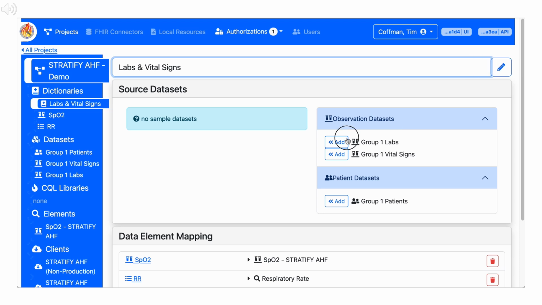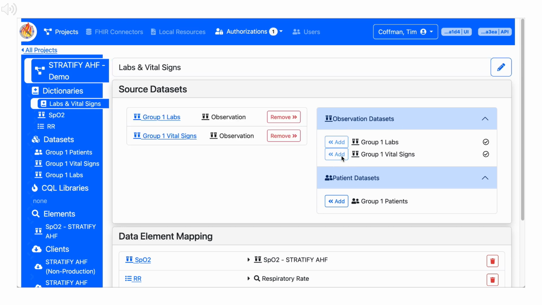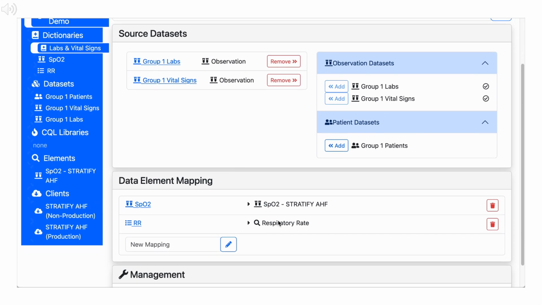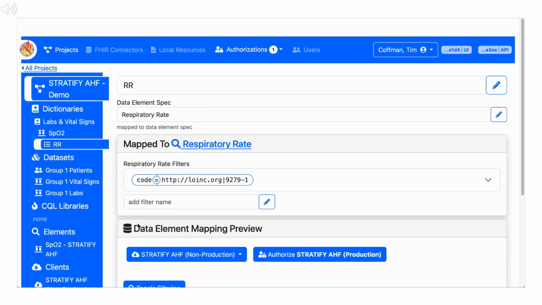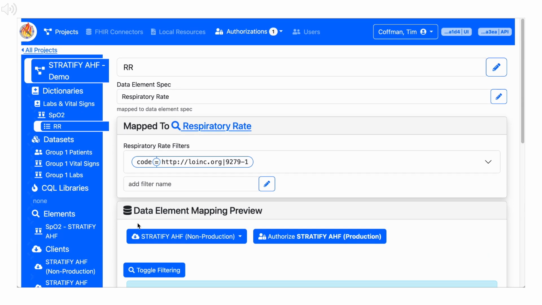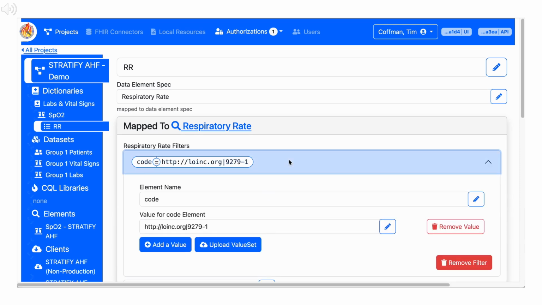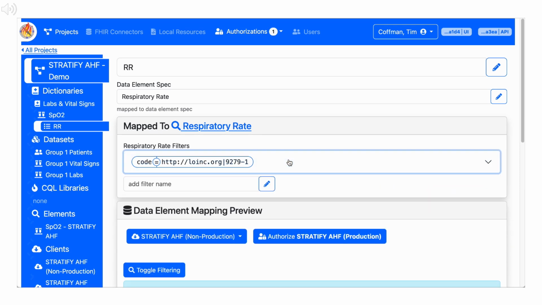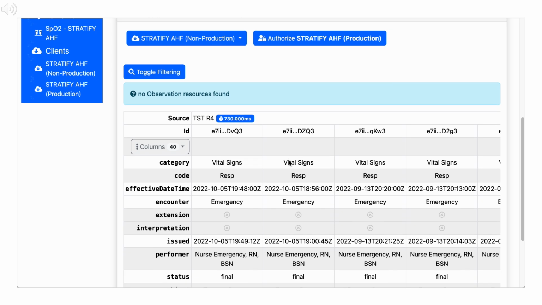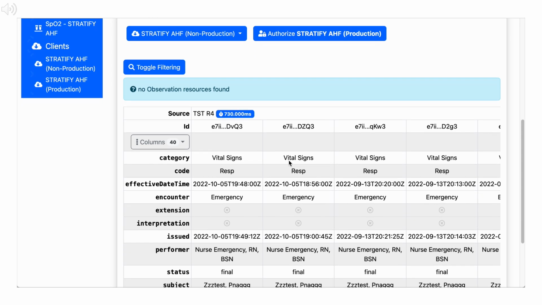The Stratify AHF project requires several inputs to its risk calculation formula, so identifying the appropriate codes to use for retrieving those inputs is a critical step. CQL Platform keeps a persistent set of data dictionaries where those codes can be explored, recorded, and applied to various sample datasets. To determine the appropriate codes for Stratify AHF to use when obtaining a patient's respiratory rate, for example, a data dictionary based on sample dataset of vital signs or labs can help.